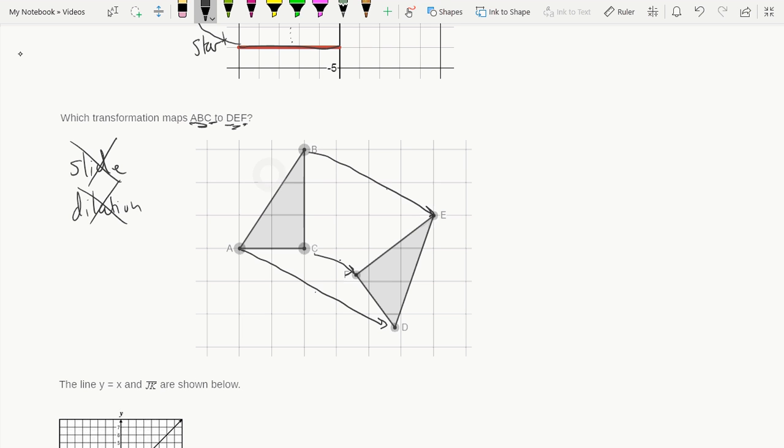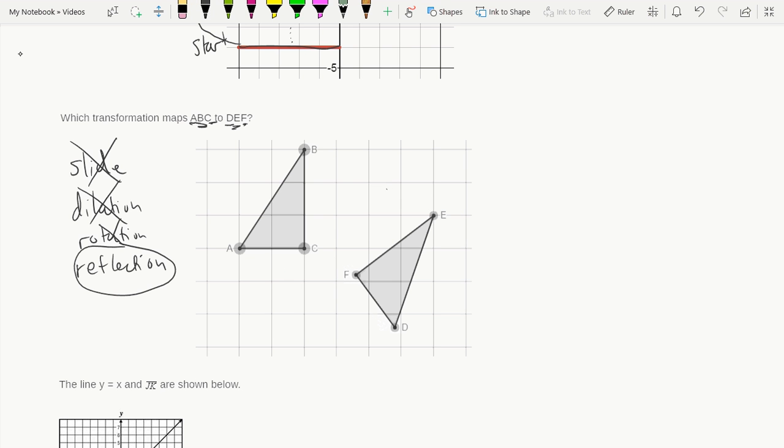So let's think about a rotation. Well, if let's say I attached this and tried to spin it around here, the problem is that it's kind of in a different orientation. Like you can tell that it got picked up and flipped over. So if you can tell it got picked up and flipped over, then we would say it's a reflection. So the answer to this one is just reflection. But for reflection, we do need a line of symmetry.